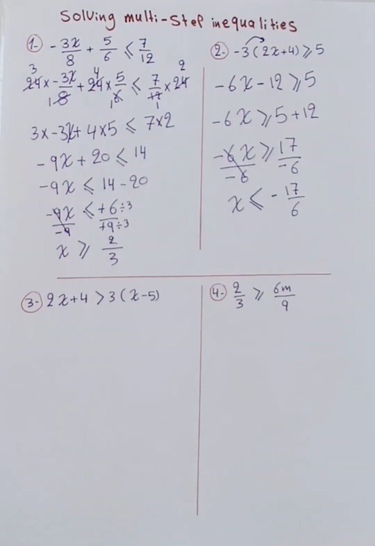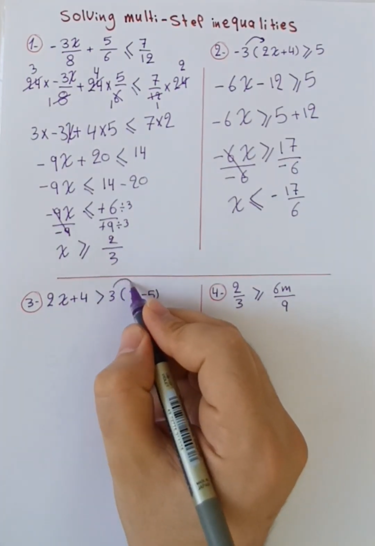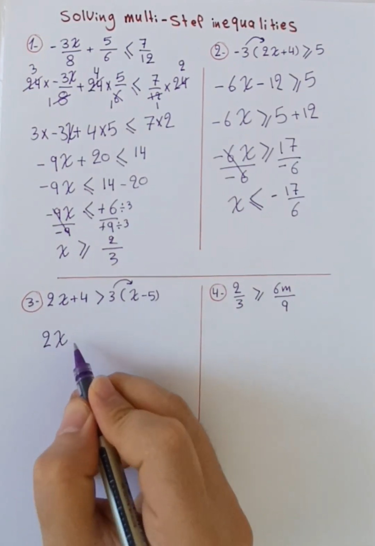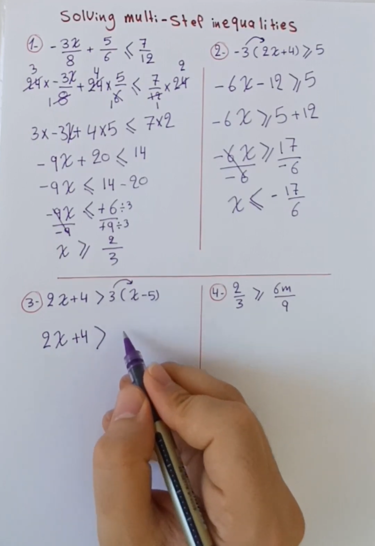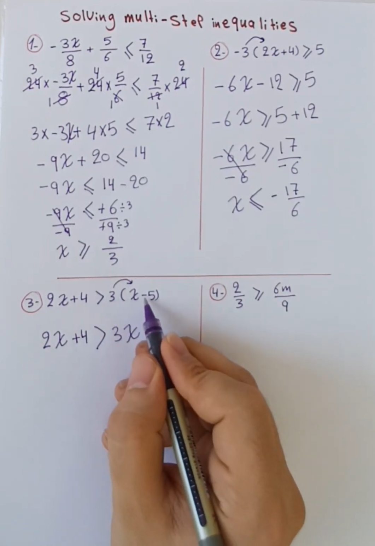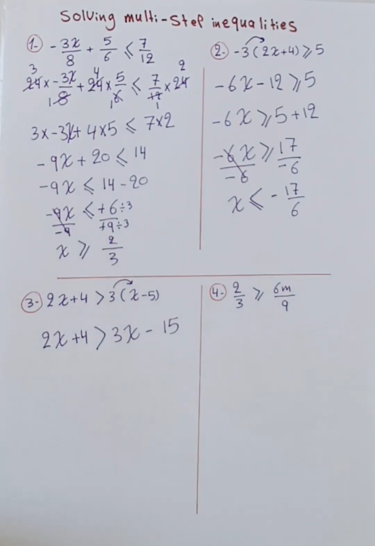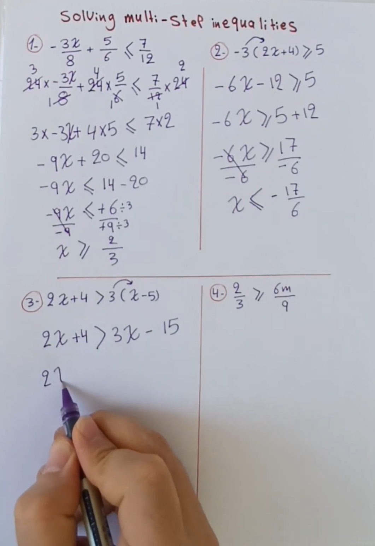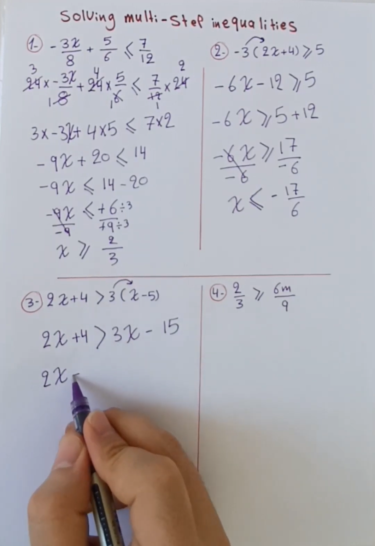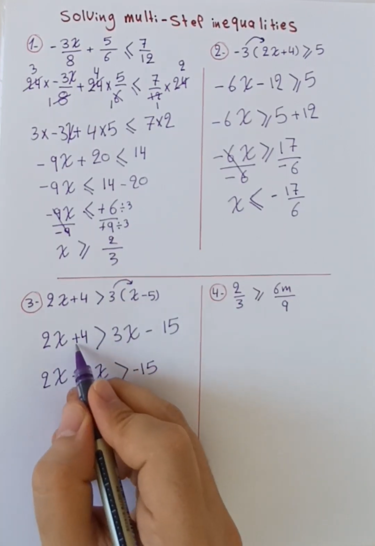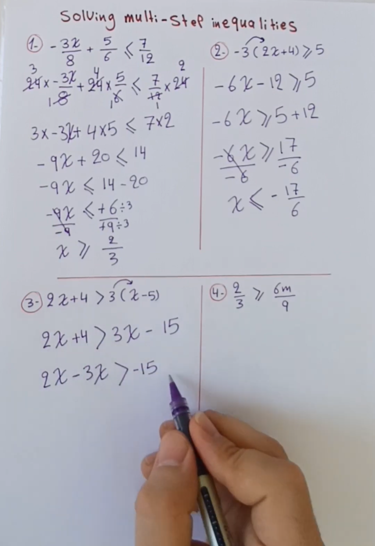Example number 3: we have 2x plus 4 greater than 3 times the bracket x minus 5. First of all, multiply this 3 into the bracket, so we have 2x plus 4 greater than 3 times x equals 3x, and 3 times minus 5 equals minus 15. And then we combine the like terms. We have 2x. We move 3x, and it becomes negative 3x, greater than negative 15, and we move positive 4, and it becomes negative 4.